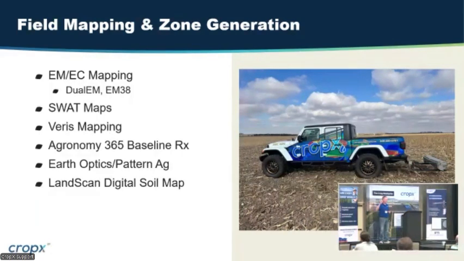Other newer systems I'm not familiar with, but I was just going to list them out here, are Earth Optics and Pattern Ag, a very in-depth mapping process. And then a very new one is this LandScan digital soil map. But I want to list all those out there just so everybody, if interested, has an idea of what options are available to get started with EC and EM mapping.